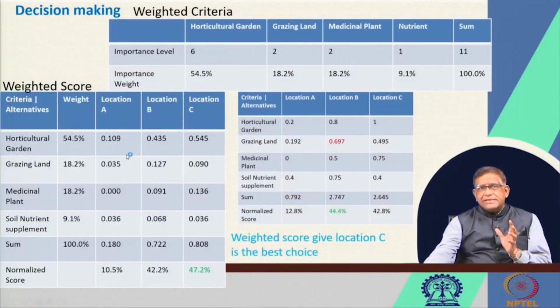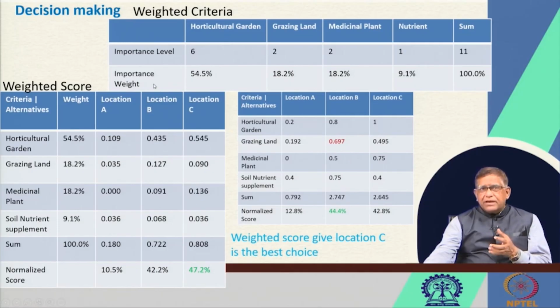So similarly, we can further improve by giving some weight, because now you can think of your importance level. If it is used as a horticultural garden, maybe importance is more, you can get more economy, more things like that. You have given these ones, but only on the basis of nutrient you are giving a lower score, because it can be managed in a different way.